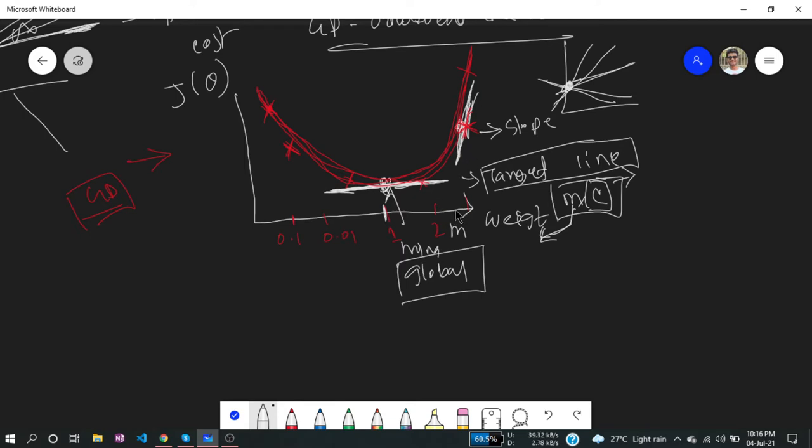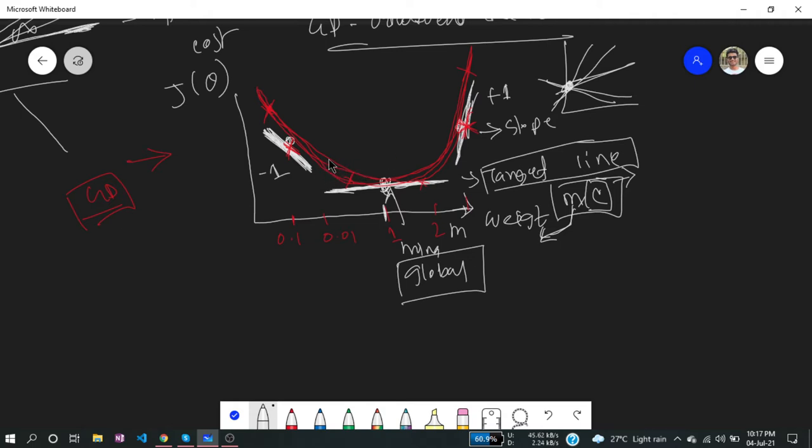As your m is increasing, your slope is also increasing. So this is a positive slope. But suppose you have drawn a tangent line here. Now, as your m is increasing, your slope is decreasing, right? So this is a negative slope. So that's how gradient descent tries to calculate.